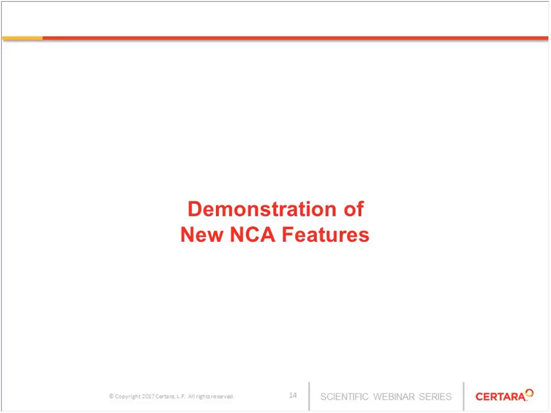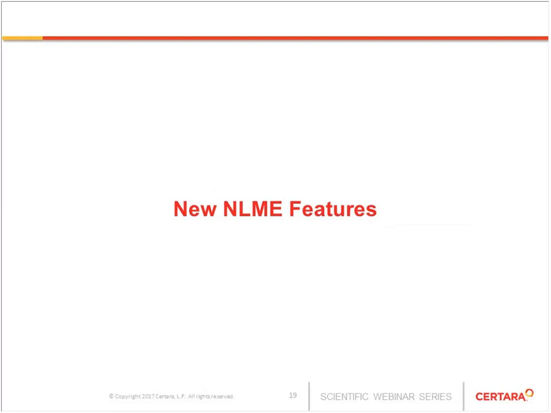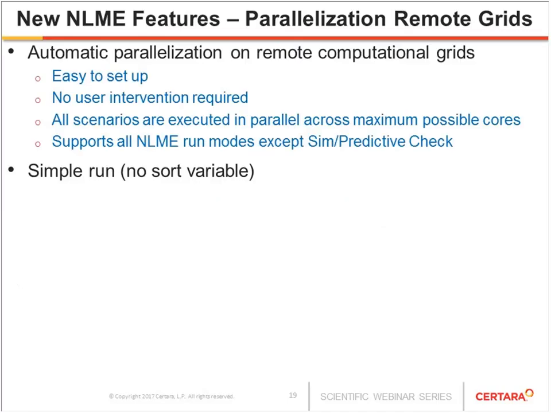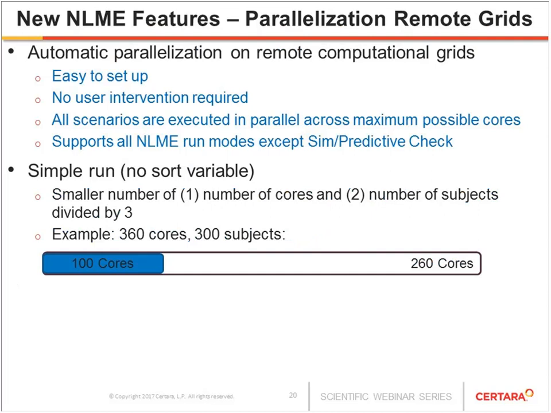Great, thank you, Suzanne. So we're going to now move to the new features of NLME. The first one is the automatic parallelization on remote computational grids. It's very easy to set up. There's no user intervention required to execute a model on a grid, and all scenarios are executed in parallel across a maximum number of cores. This supports all run modes except for the simulation run mode.